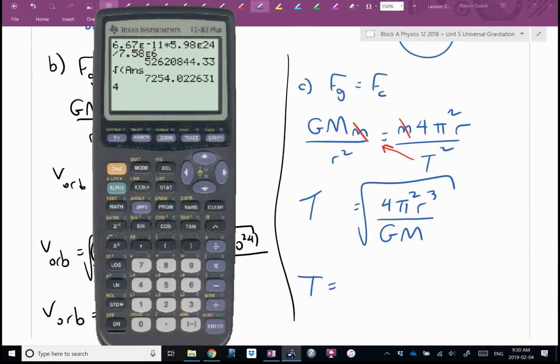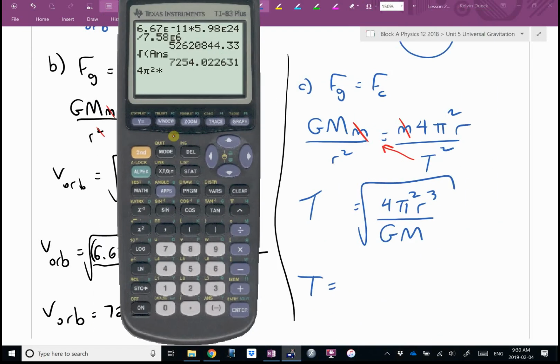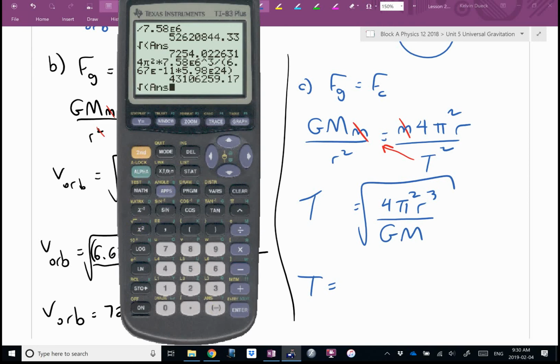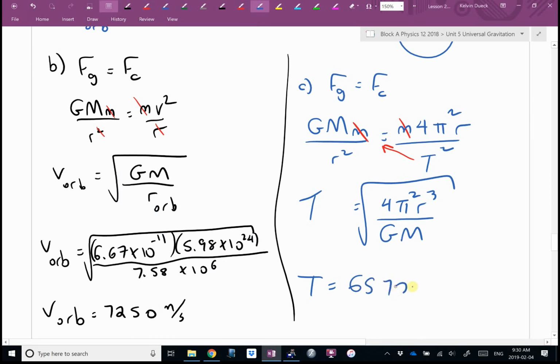4 pi squared times r, what was r? 7.58 times 10 to the 6th cubed divided by 6.67. And this is the unit you'll end up doing the most pure calculator typing on. There's just no workaround. The numbers are yucky. Square root of that. Do you get 6570? Seconds.